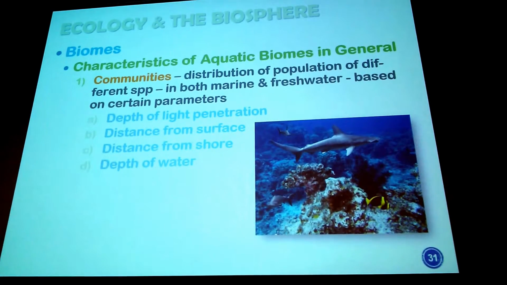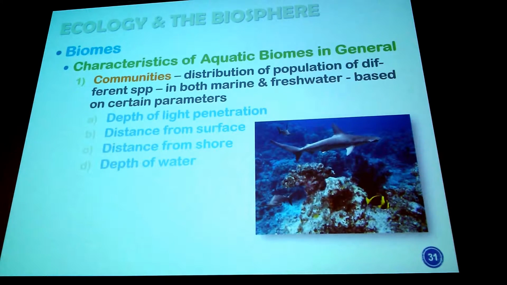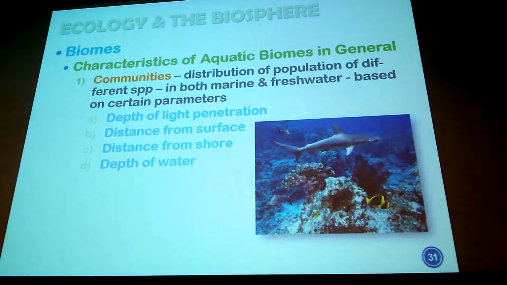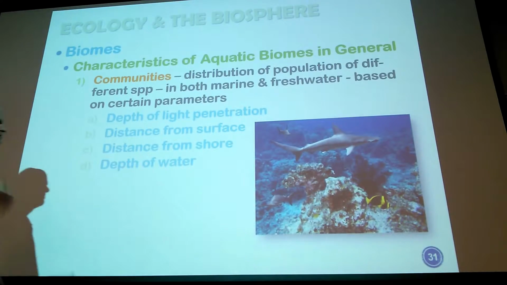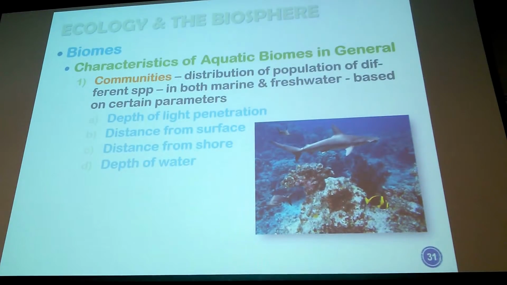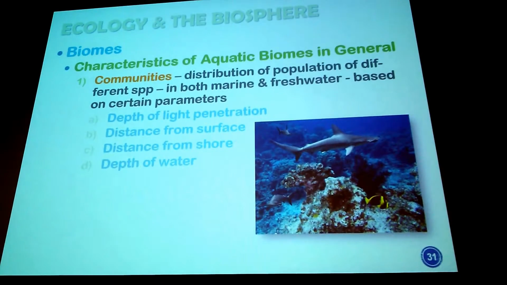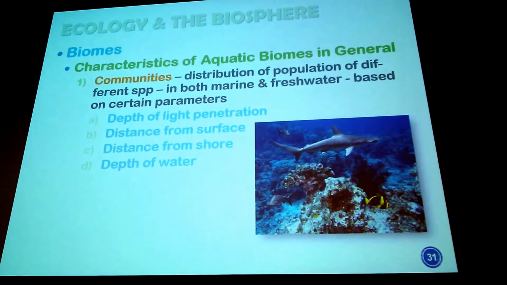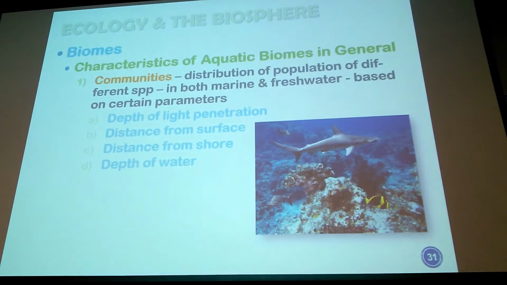Distance from shore. The farther you move out from shore, the less life you're going to run into. You get to some areas of the ocean, and it's almost like a big wasteland. There's just nothing there. So distance from surface, distance from shore. Distance from surface has everything to do with light penetration. The farther out you go, the deeper you go. The depth of water, it's all kind of like the same thing. All this has to factor in as to light penetration.